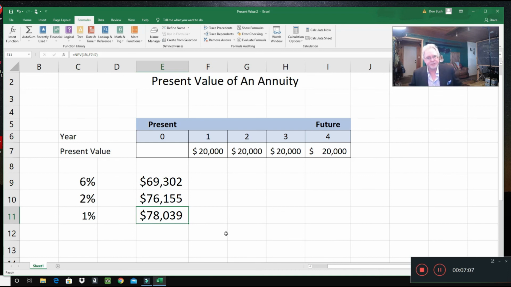So, ladies and gentlemen, that's how you find the present value of an annuity. So, what's an annuity? Equal payments over equal periods of time. Very common.